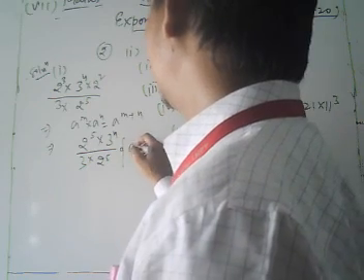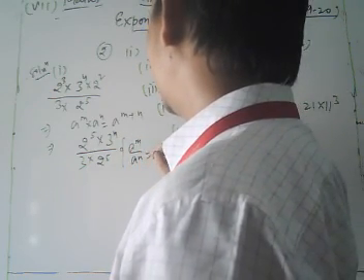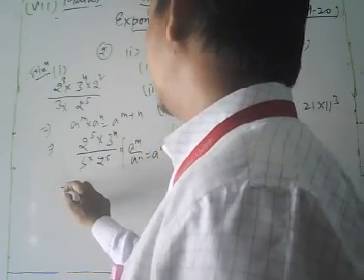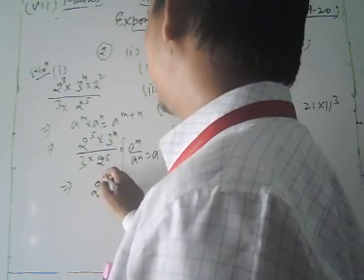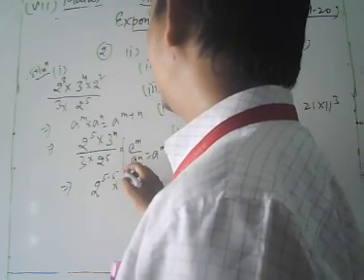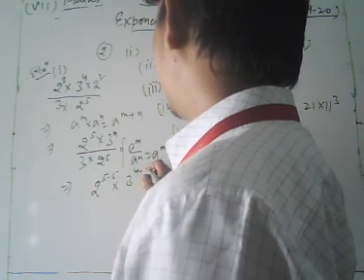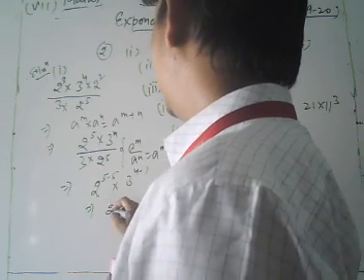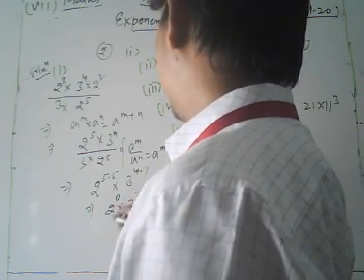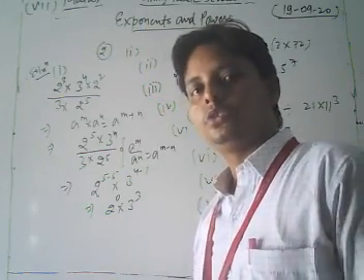We know that a to the power m upon a to the power n is equal to what? A to the power m minus n. So here we write 2 to the power 5 minus 5 into, this is 4 now, so 3 to the power 4 minus 1. So we get 2 power 0 into 3 power 3.